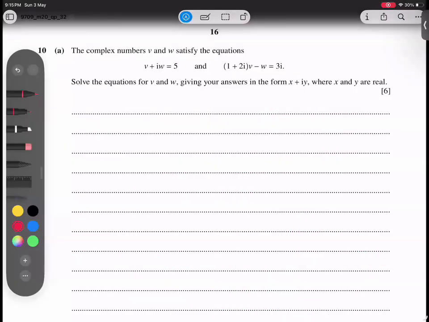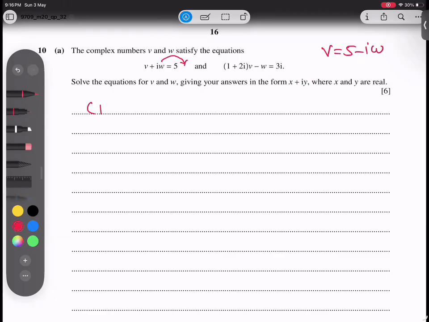Question number 10, topic is complex numbers. We have to solve. And he said to give the answer in x plus iota y for both v and w. So the best way is to substitute. So this I bring on the other side and substitute there. So I'm getting v is equal to 5 minus iota w. This value, I'm going to replace it here.